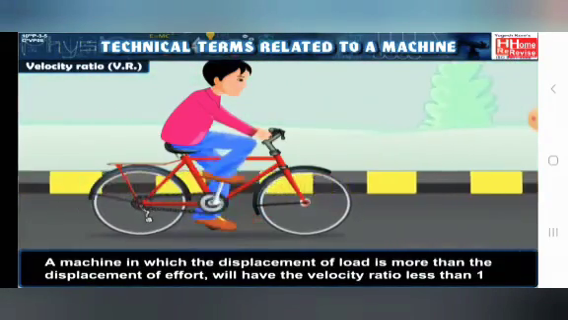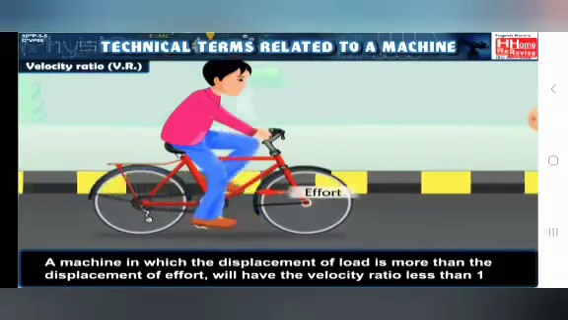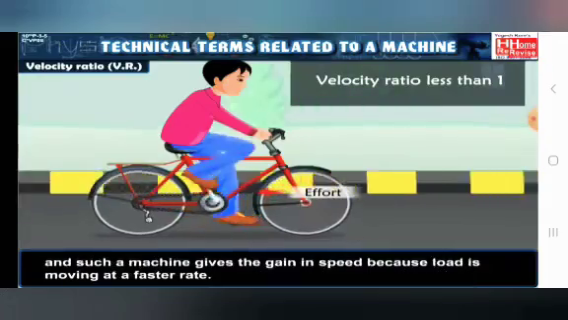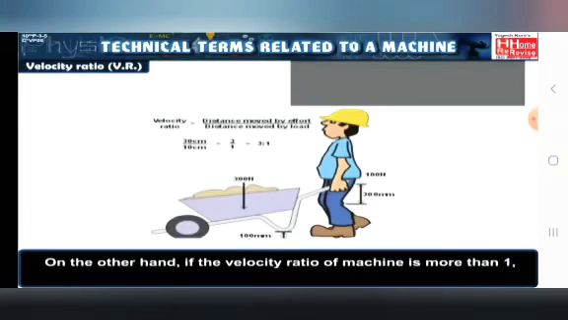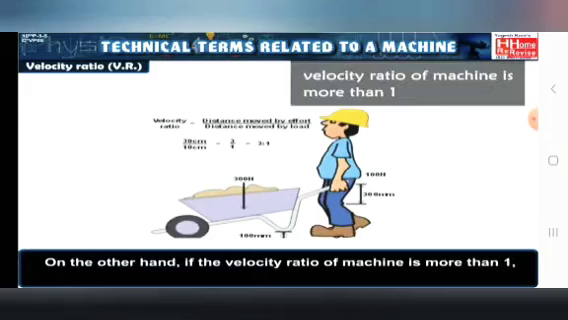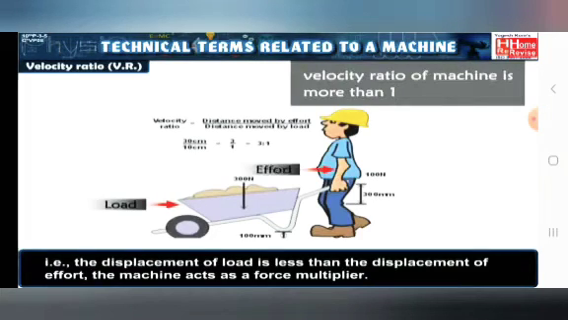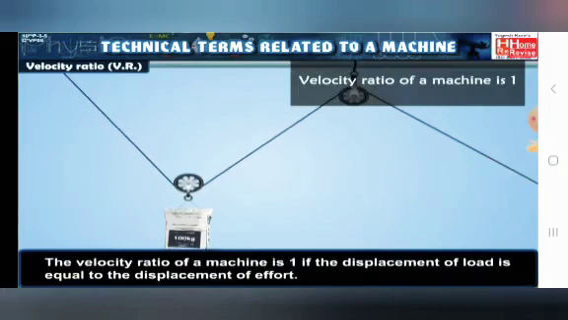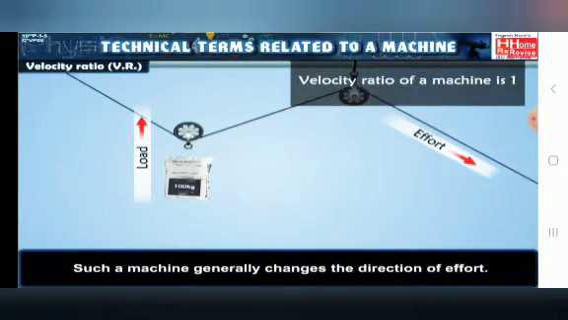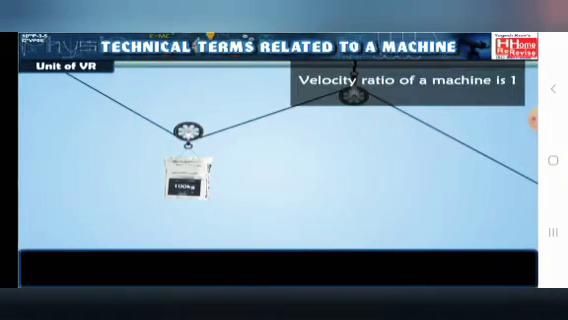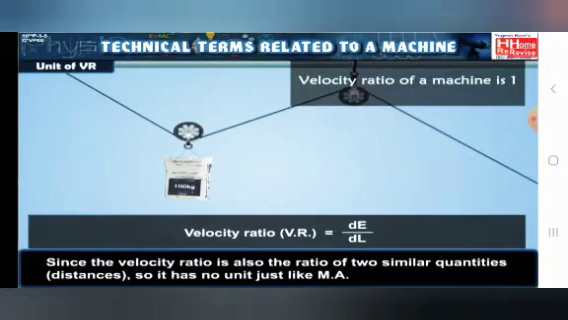A machine in which the displacement of load is more than the displacement of effort will have a velocity ratio less than 1, and such a machine gives a gain in speed because the load is moving at a faster rate. On the other hand, if the velocity ratio of a machine is more than 1, that is, the displacement of load is less than the displacement of effort, the machine acts as a force multiplier. The velocity ratio of a machine is 1 if the displacement of load is equal to the displacement of effort. Such a machine generally changes the direction of effort. Unit. Since the velocity ratio is also the ratio of two similar quantities, distances, it has no unit, just like mechanical advantage.